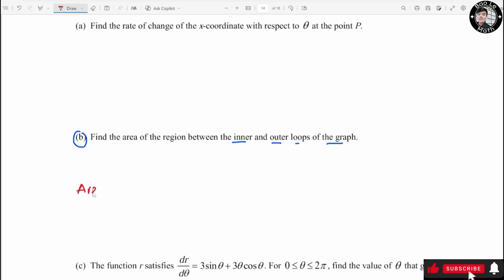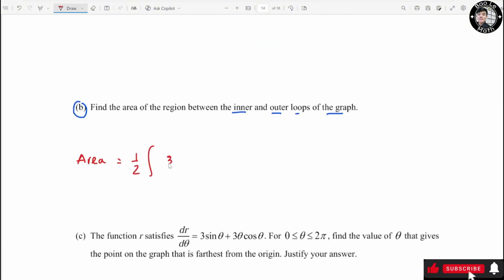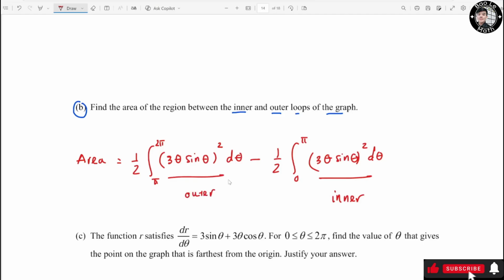The area is 1/2 the radius of the outer loop squared, which means 3 theta sine theta altogether squared d theta, and the lower and upper bounds are pi to 2 pi. Subtract 1/2 of the integral from 0 to pi of 3 theta sine theta altogether squared d theta.